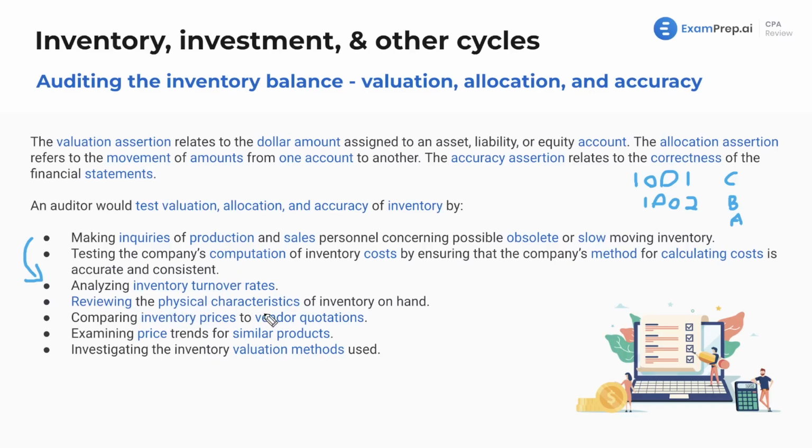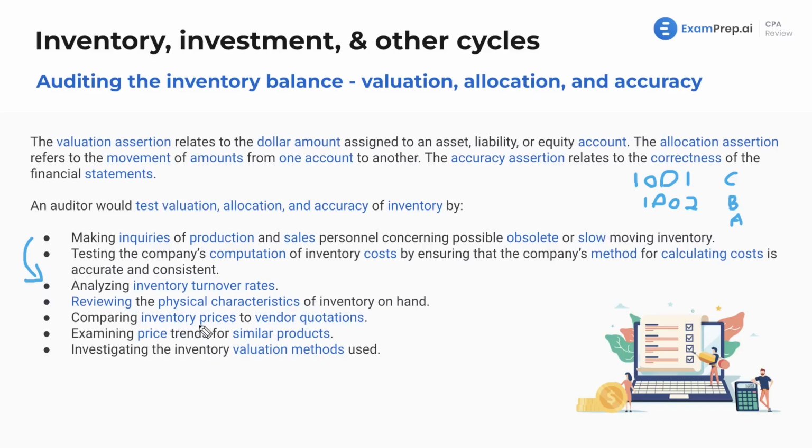We could review the physical characteristics of the inventory on hand, right? If they say they have iPhone 12s and then we go in and see that they're all iPhone 5s. Now, you may not be an iPhone expert, but maybe you just Google what it looks like and you see, oh, well, they're lying. They actually have a bunch of iPhone 4s, but they were valuing them and saying they were iPhone 12s.